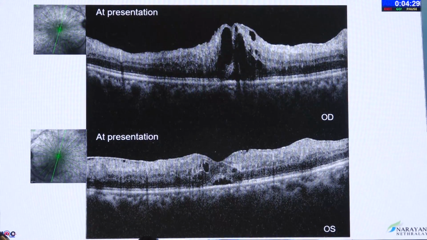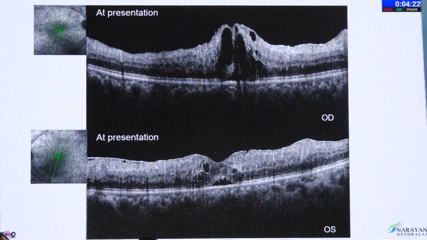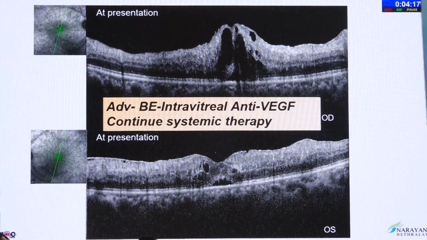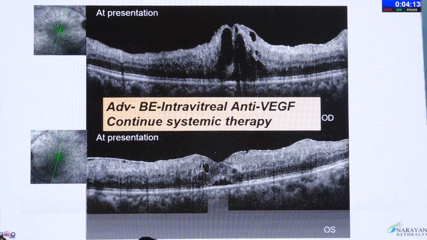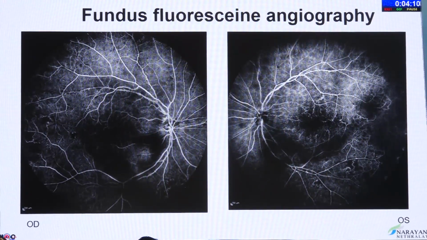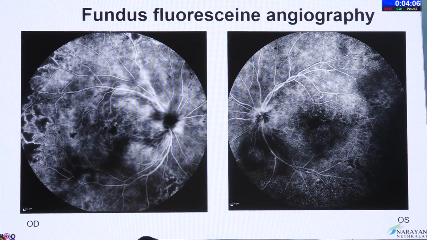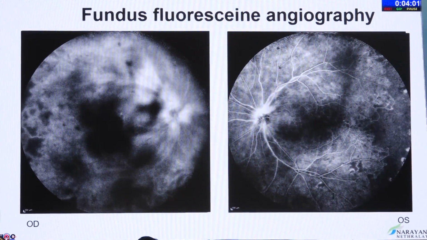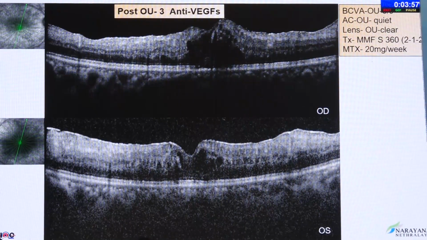When we did the OCT, we noticed cystoid macular edema with subretinal fluid in the right eye. In the left eye, we could see ERM with intraretinal cystic spaces with subretinal fluid. In both eyes, the patient received anti-VEGF with continuation of systemic therapy. FFA showed perivascular leak, disc leak, and staining of the vessels with capillary non-perfusion areas. This is the late phase showing the disc leak, staining of the vessels, and leakage from the retinal vessels.